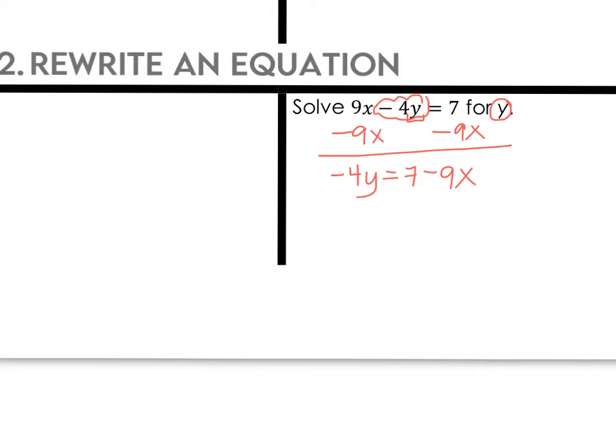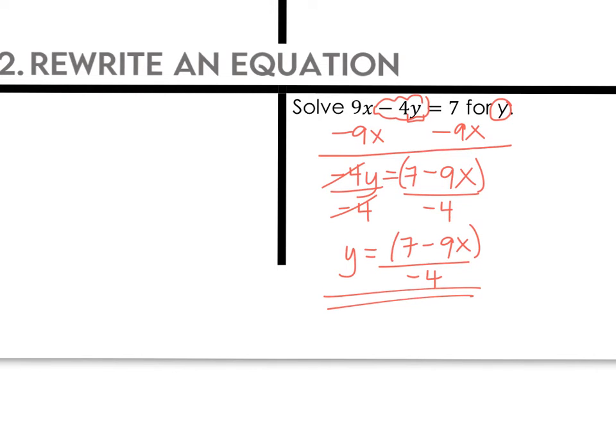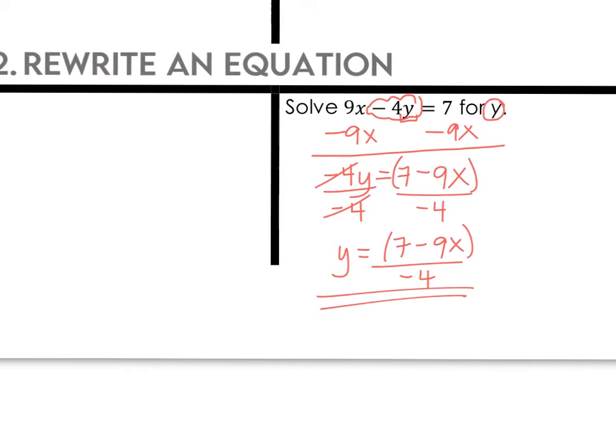Last but not least, to get y by itself, we can simply divide both sides by negative 4. This is very similar in process to what we did on that last problem up above. The 7 minus 9x needs to be one big group so that we remember to complete that before we divide by negative 4.